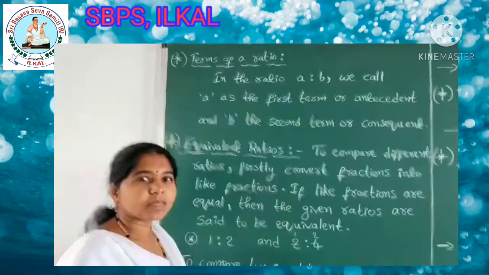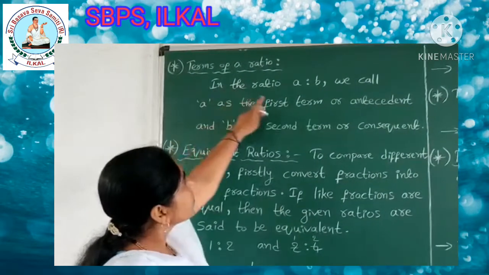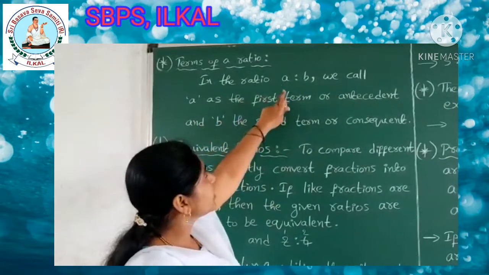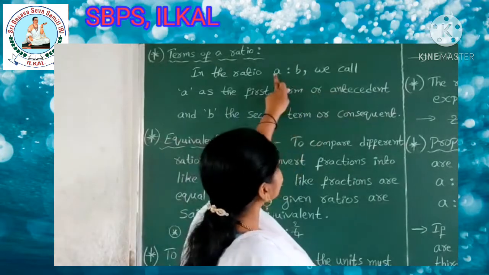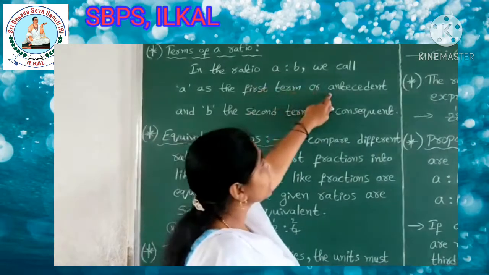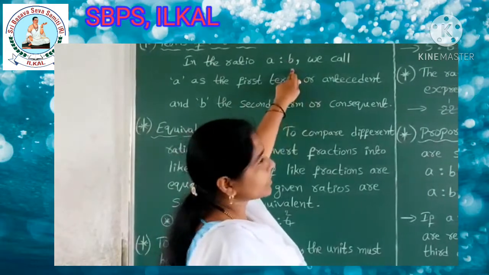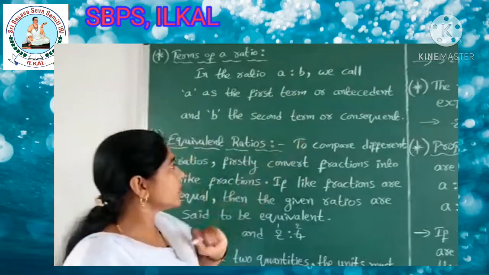Next, terms of a ratio. If the ratio is A ratio B, we call A the first term. Here A we call it the first term or antecedent. This A is the first term, children, or antecedent we can call. And B is the second term or consequent. Okay. Antecedent, consequent. You remember these two words.